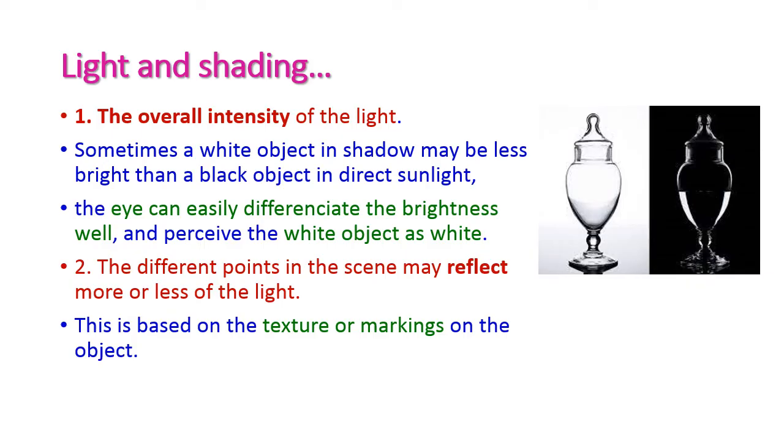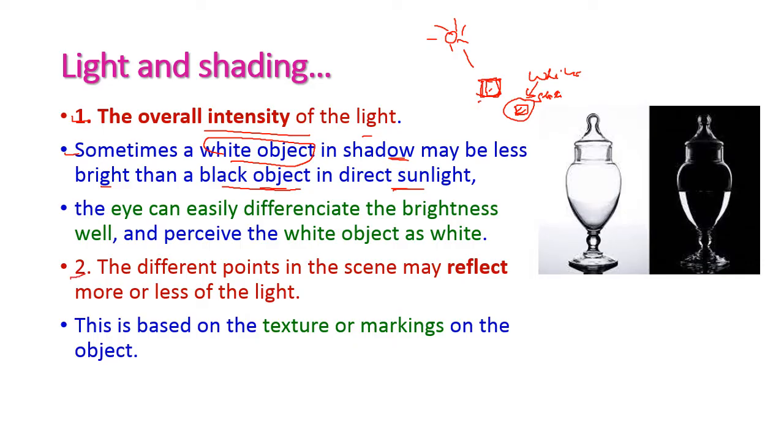The first one is overall intensity of light. Sometimes a white object in the shadow may be less bright than a black object in direct sunlight, because the black object is placed under direct sunlight, so it seems very bright when compared to the white object, because the white object is placed in the shadow. But our eye can easily differentiate this as a white object, because we know the human eye easily captures white objects as well as dark objects, right?